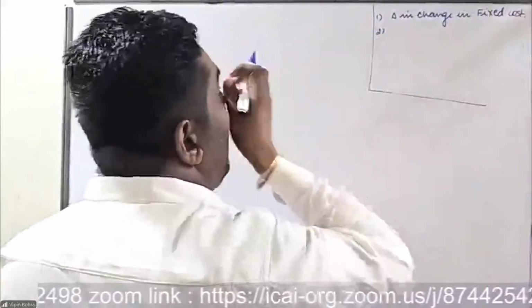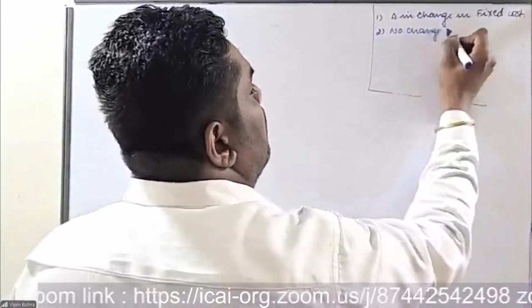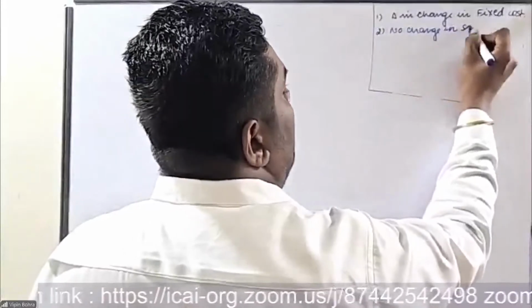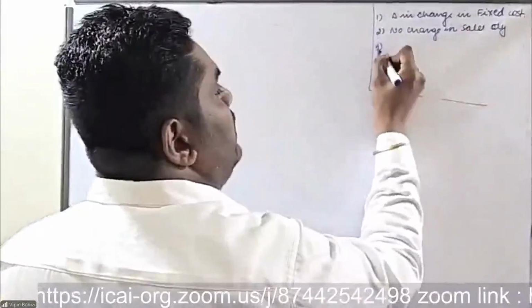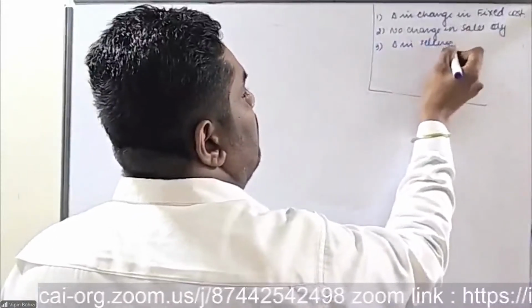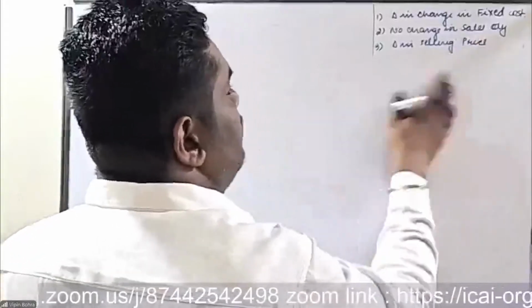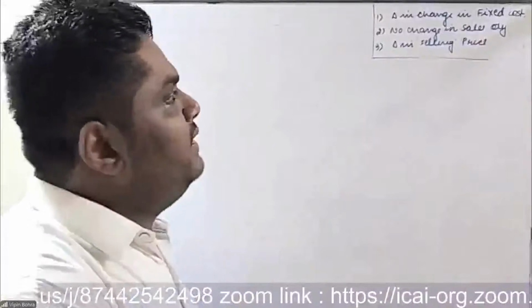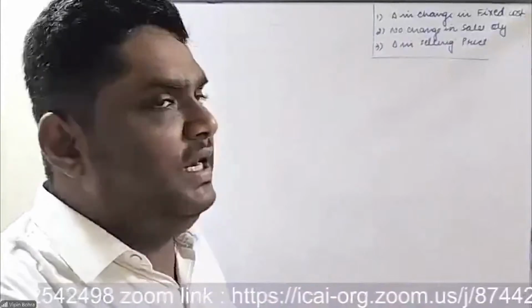Second point, no change in sales quantity. Third point, change in selling price. These are the 3 key points of this question. First, there is a change in fixed cost in the subsequent year. Second, there is no change in sales quantity in the subsequent year. Further, there is a change in selling price.